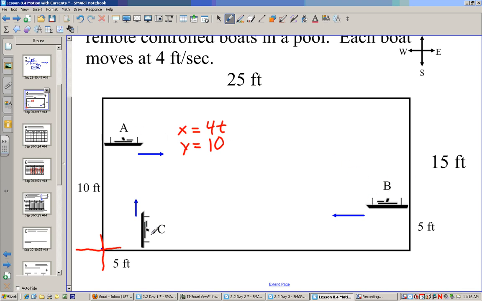Boat B is going to start 25 feet to the right, and it's going to go to the left 4t, 4 feet per second. And it's going to be at 5 feet in the y direction. Now boat C is going to start 5 to the right, and it's going to go up 4 feet per second.